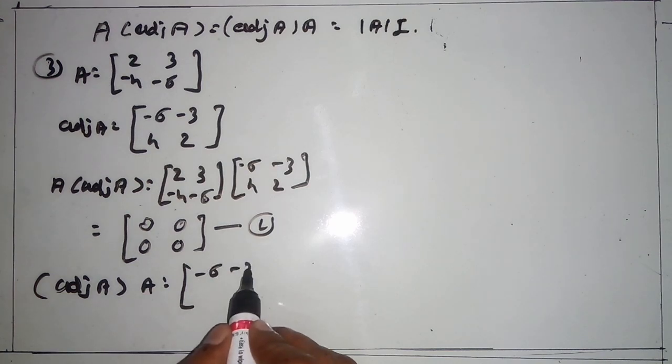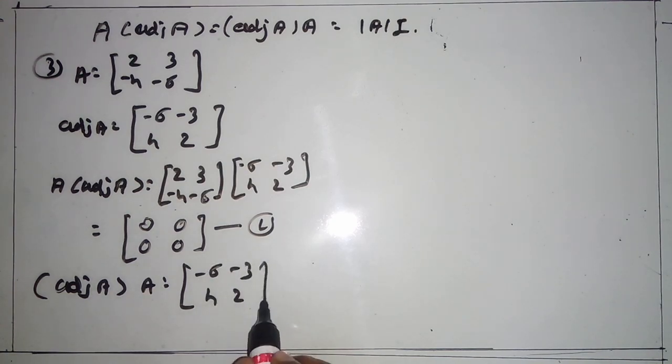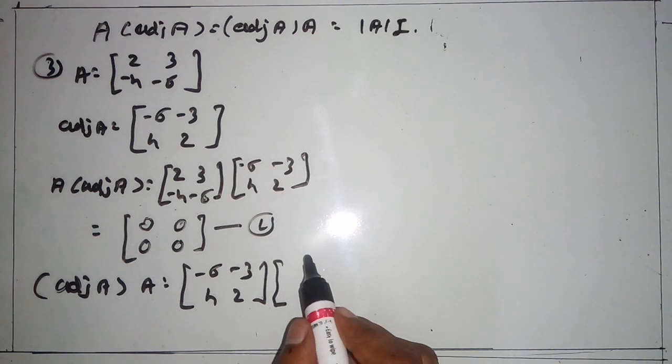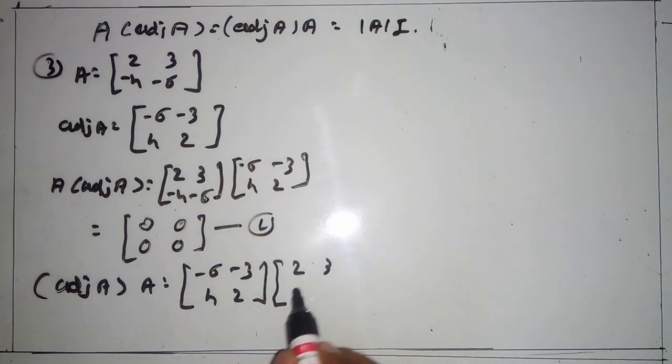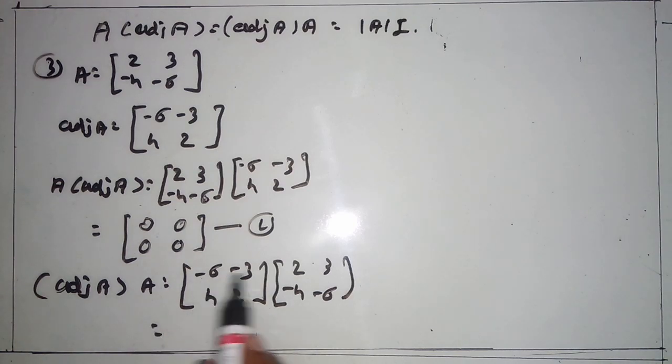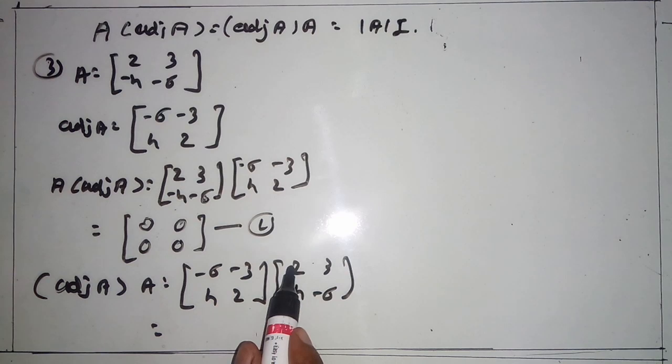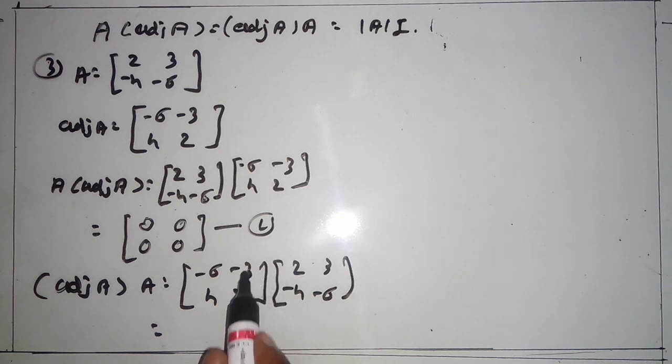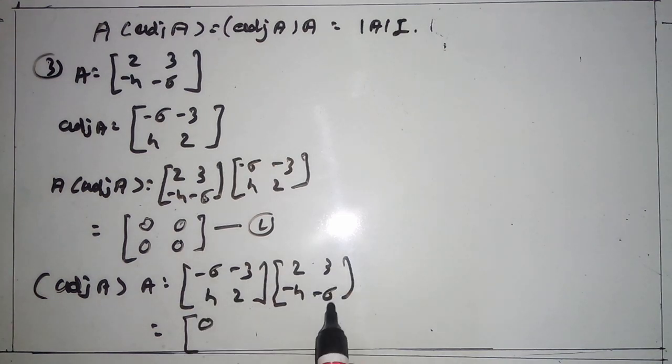Similarly, find adjoint of A into A. Adjoint of A is minus 6, minus 3, 4, 2 into A, where A is 2, 3, minus 4, minus 6. So now get this product. Minus 6 into 2, minus 12, minus 3 into minus 4, plus 12, so that becomes 0. Here the same, this becomes 0. Here also this becomes 0. Here this is also 0. Clear? Take this as result number 2.